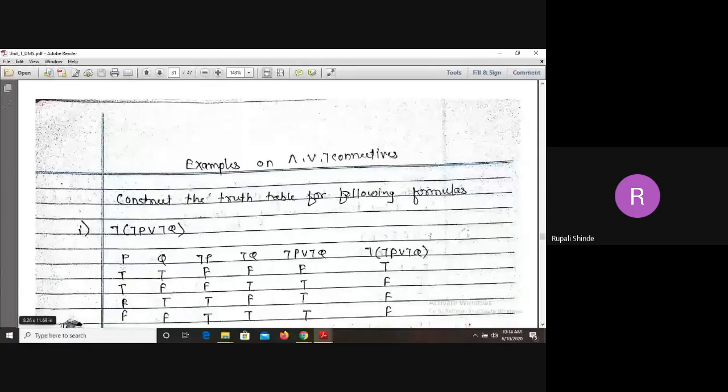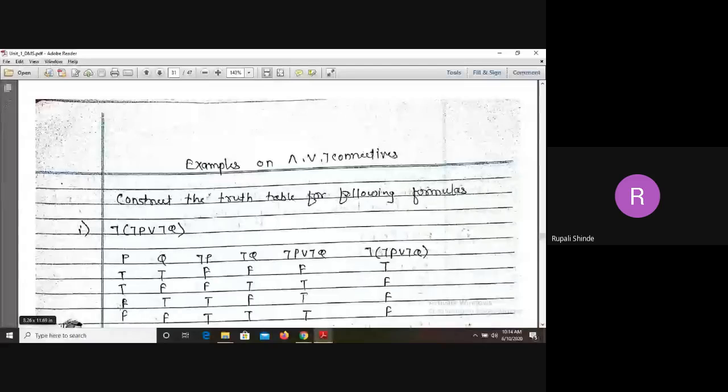Okay. So P will be having values TTFF, Q is having TFTF. So negation means what? We have to reverse the value. If P is having value T, then for negation of P, we write F. If F is there, then we have to write T in negation of P. So F, F, T, T. So in this manner, we have to find out negation of P. Now, we have to find negation of Q. Again, we have to reverse the values. If T is there in Q, then we have to write F for negation Q. So T becomes F, F becomes T, T becomes F, and F becomes T.